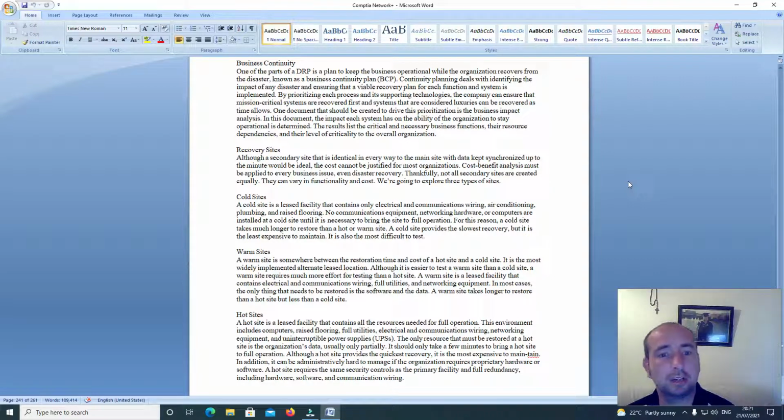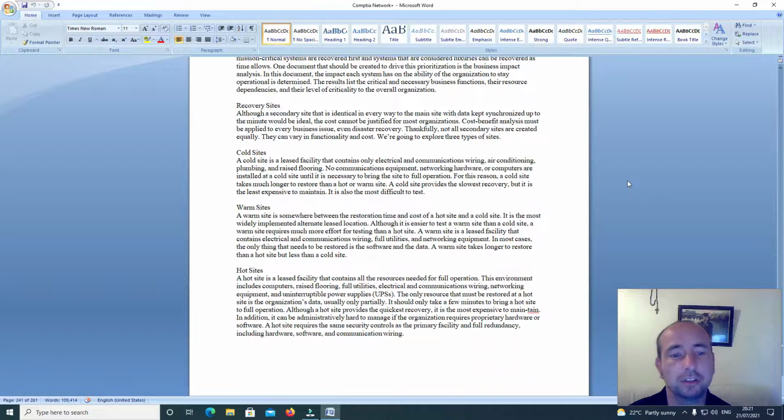One document that should be created to drive this prioritization is the business impact analysis. In this document, the impact each system has on the ability of the organization to stay operational is determined. The results list the critical and necessary business functions, their resource dependency, and their level of criticality to the overall organization.